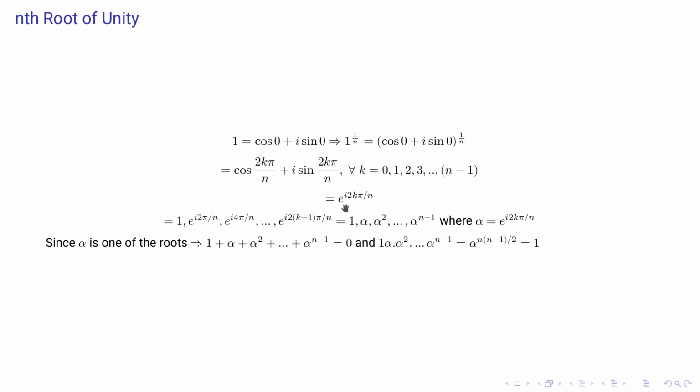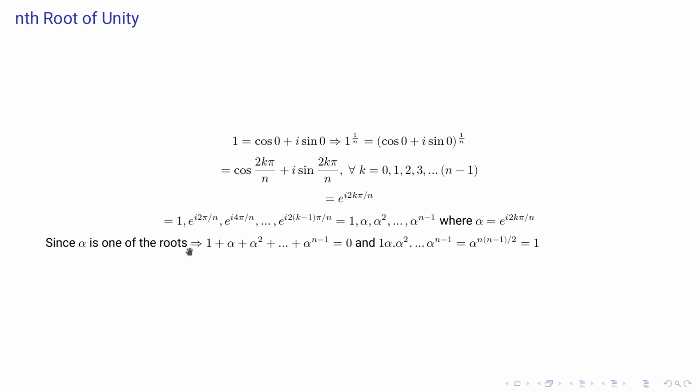Now from Euler's formula, we write this as e to the power i 2k pi by n. Now if we substitute k equal to 0, 1, 2, 3 and so on, we will have 1, e to the power i 2 pi by n, e to the power i 4 pi by n and so on. We can write this as 1, alpha, alpha square up to alpha to the power n minus 1, where alpha is e to the power i 2 pi by n. So these are the nth roots of unity.